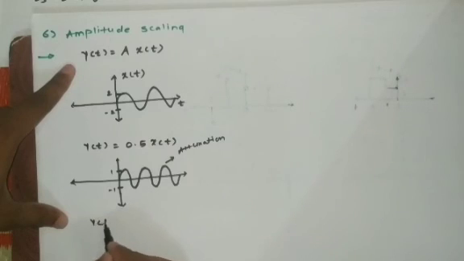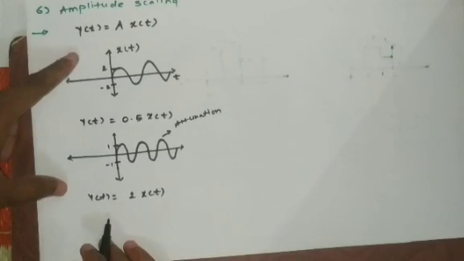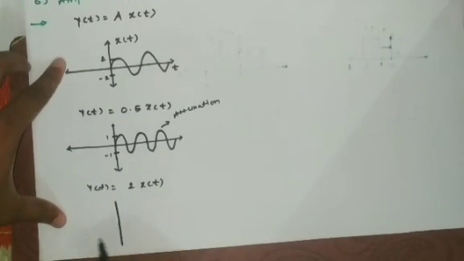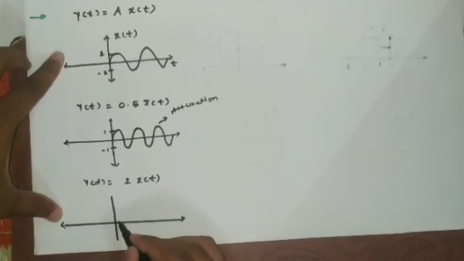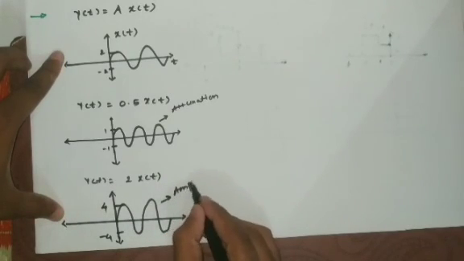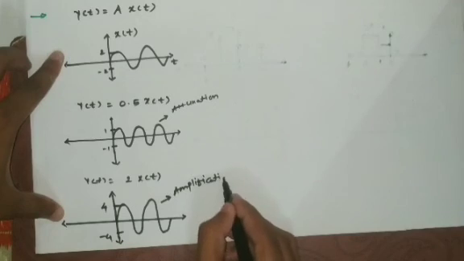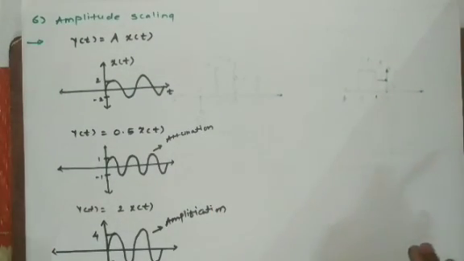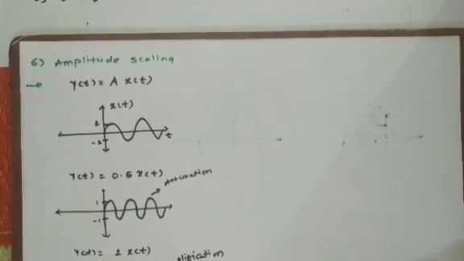Similarly, if you consider y of t is equal to 2 times x of t, that means we have to multiply by factor 2. So 2 into 2 is 4, minus 2 into 2 is going to be minus 4. That means now the signal strength will be boosted. Probably we can get a sketch like this, plus 4, minus 4. So here this is known as amplification. So we can get both the terms. It can be amplified signal or attenuated. So such kind of operations are called as amplitude scaling operation.